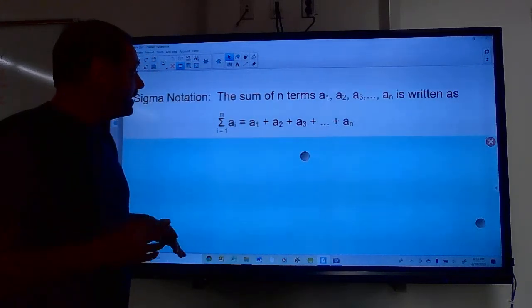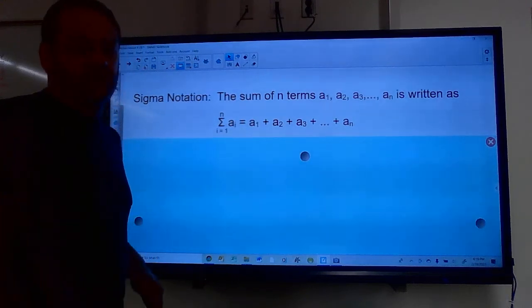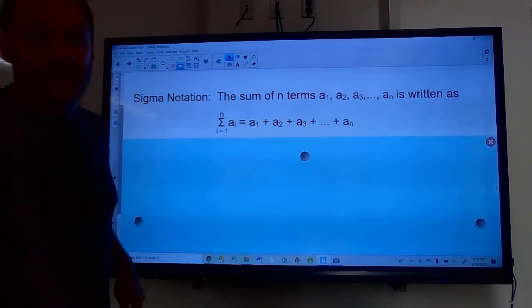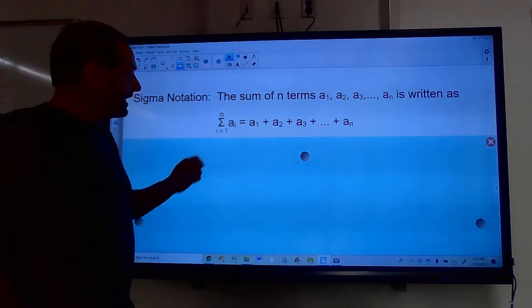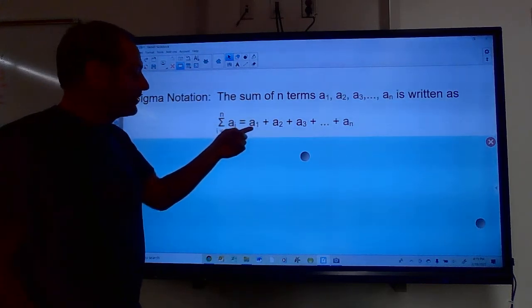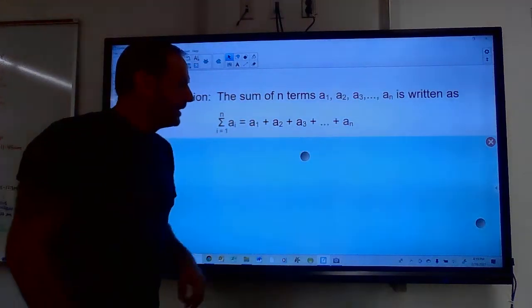So the sum of n terms, a sub 1 plus a sub 2 plus a sub 3 plus up to a sub n, is written as the sum from i equals 1 to n of the a sub i's, which really means a sub 1 plus a sub 2 plus a sub 3 plus up to a sub n.